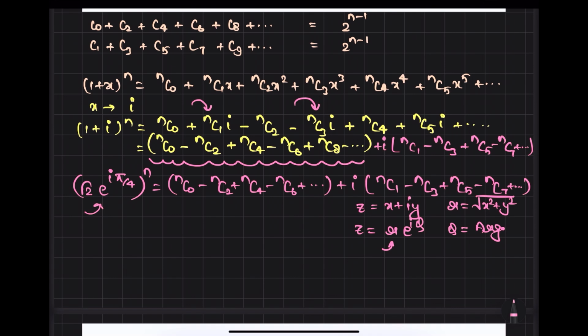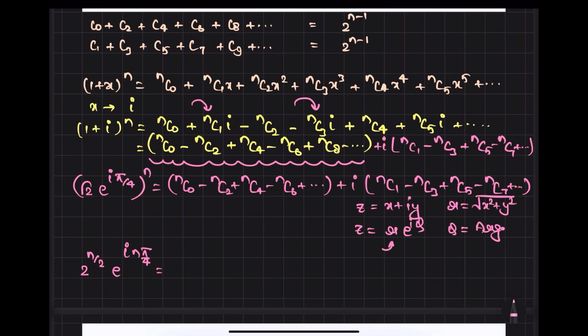Now what you have to do, again try to manage the power. You know that power to the power is multiplied, right? So 2 power 1 by 2 power n will become 2 power n by 2, and then we have e power iota n pi by 4. Okay, now you can break down things.